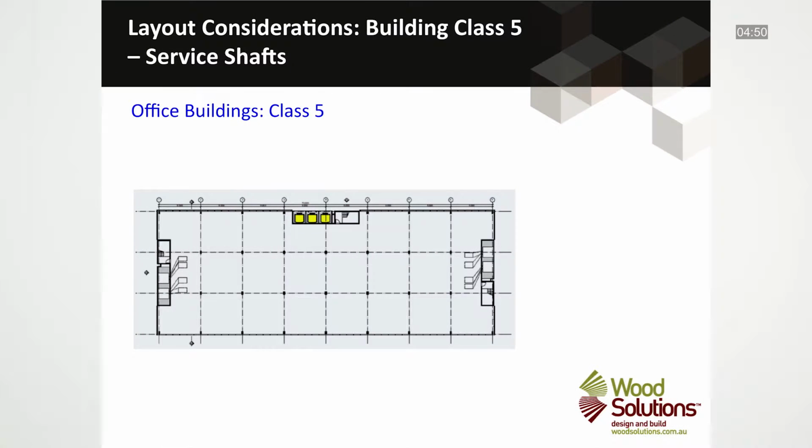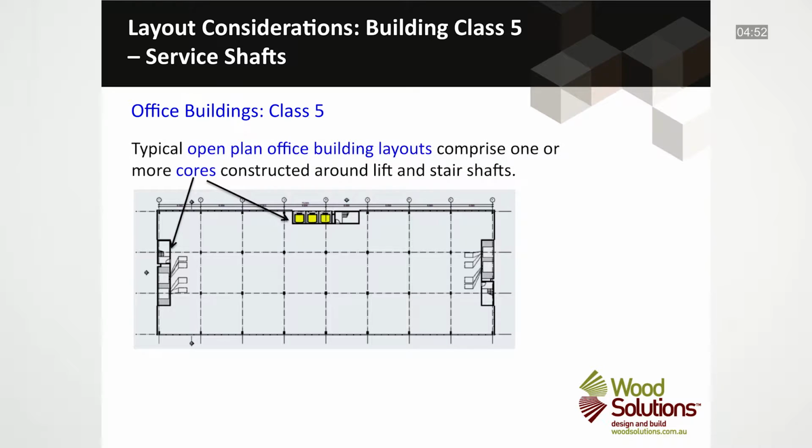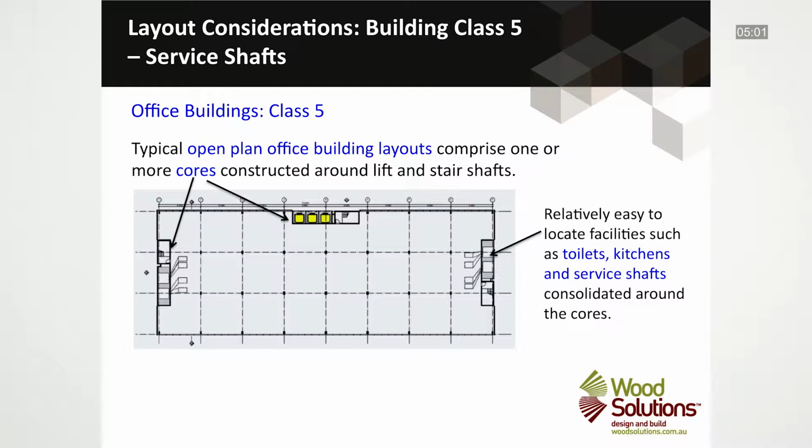With office-type buildings, they typically tend to be open-plan layouts, utilising one or more cores, usually lift and stair shafts. In these types of buildings, facilities such as toilets, kitchens and vertical service shafts are generally consolidated around these cores.